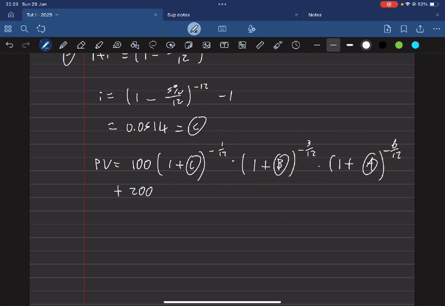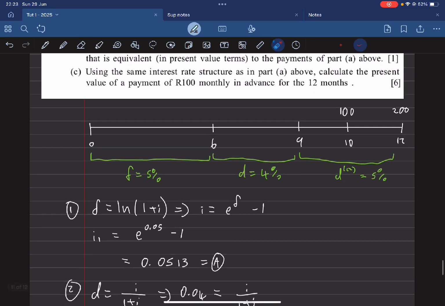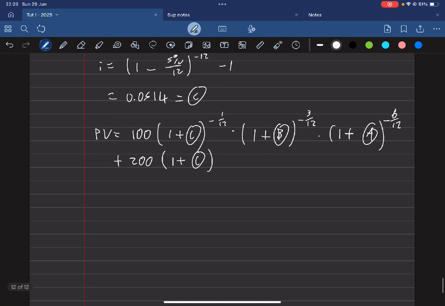Cool. So now we're going to have to present value the 200. It's going to be pretty similar, except now it's going to have 3 months of this. So let me just write this is like our information. This is our interest rate C, this is B, this is going to be A. So now we're going to have 3 months of C, 3 months of B, and 6 months of A. So that's going to be 1 plus C to the negative 3 over 12, times 1 plus B to the negative 3 over 12, times 1 plus A to the power of negative 6 over 12.